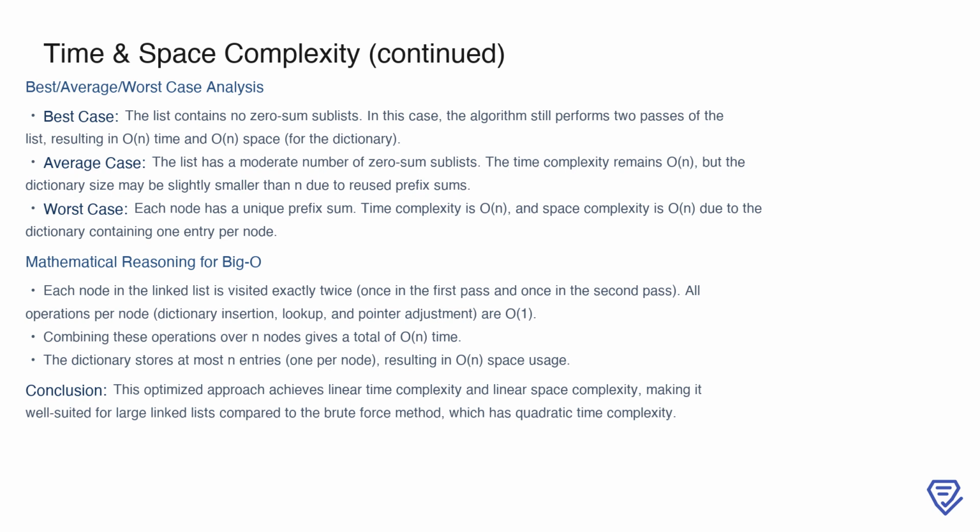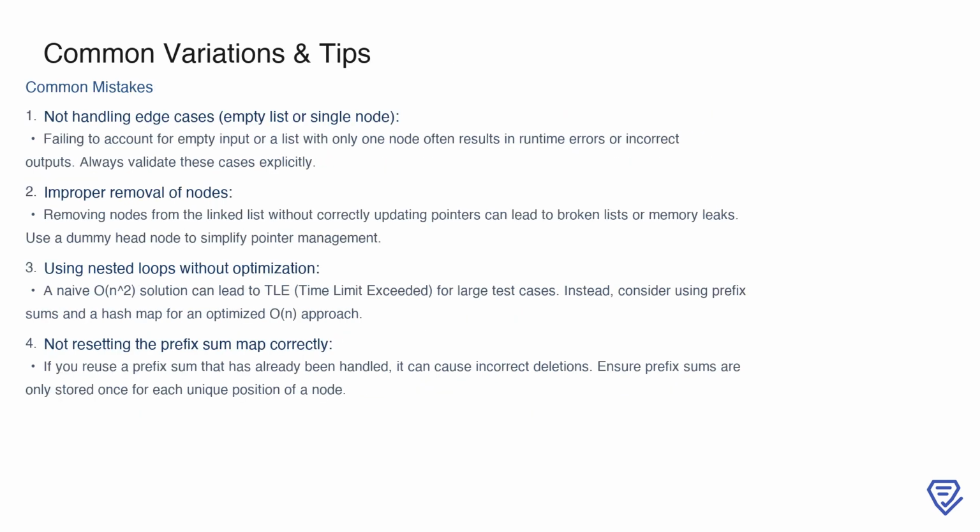In conclusion, this algorithm achieves linear time and space complexity, making it a highly efficient solution compared to the brute force method, which suffers from quadratic time complexity. When tackling this problem, there are several common mistakes to watch out for. First, not handling edge cases like an empty list or a list with only one node can lead to runtime errors. It's important to explicitly validate these cases to ensure your solution doesn't break.